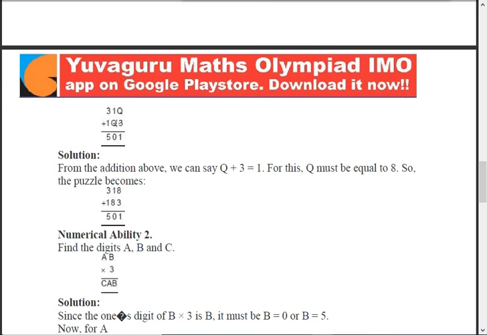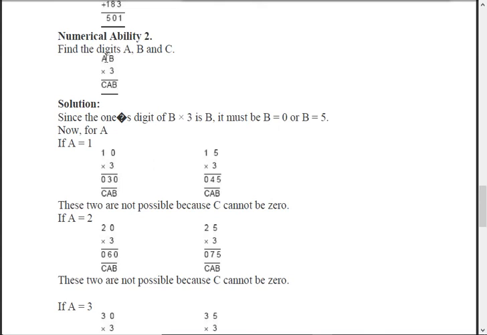Check 8 with the other part. So 8 plus 1, 9, plus this 1 carry, so 0. Right, it's matching. So Q equals 8. Find the digits A, B and C. So how to solve them?